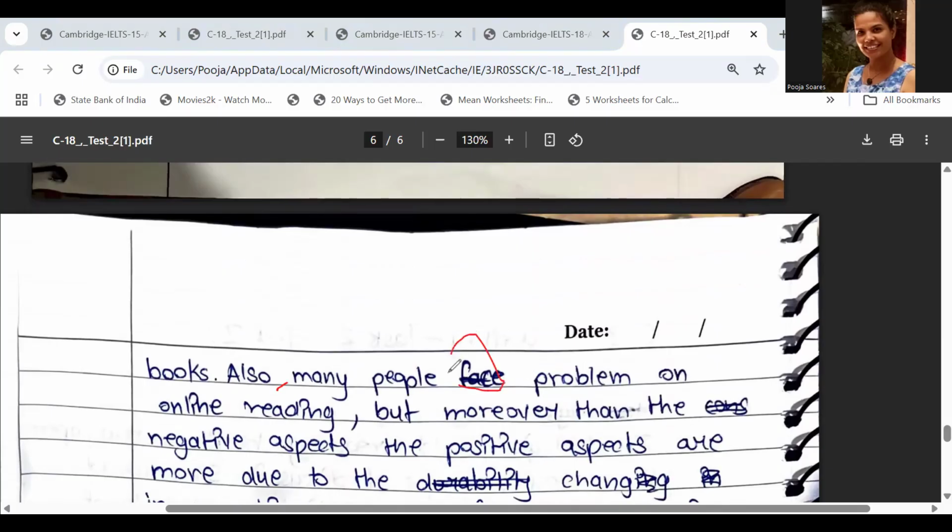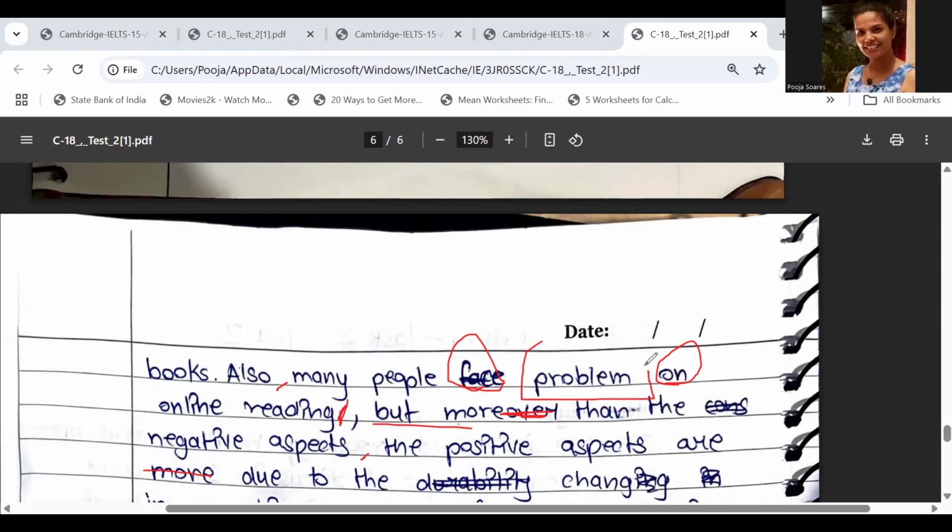Also, comma, many people, many readers, I'm not sure if you've cut this or this word exists. Many people face problem, only one problem, on reading online, problem in online reading, but moreover than the negative aspects, I think you wanted to say more than. But more than the negative aspects, comma, the positive aspects. I think you should cut this. Also, don't say also. If you say also, then this is the point which is not explained because what kind of a problem is it?